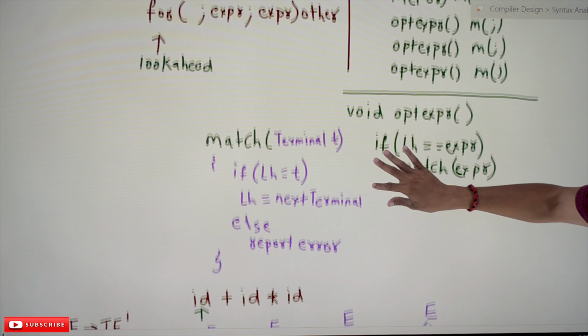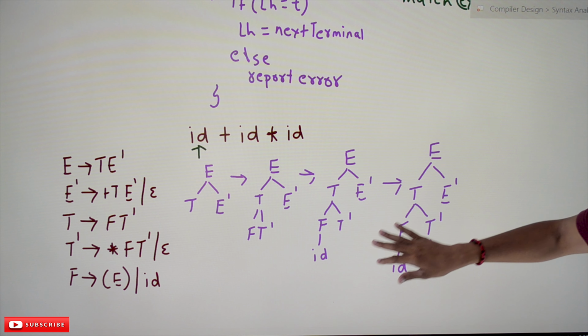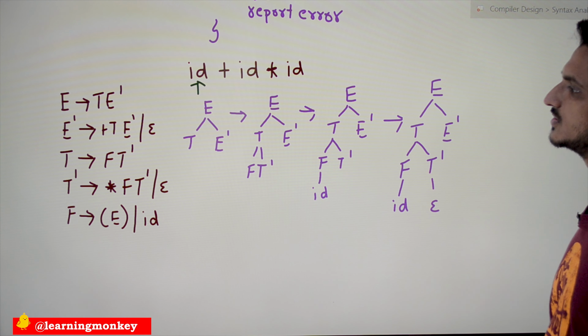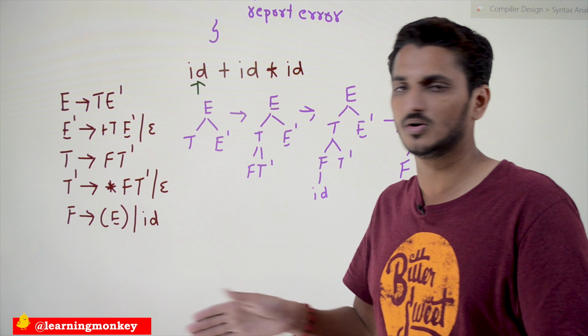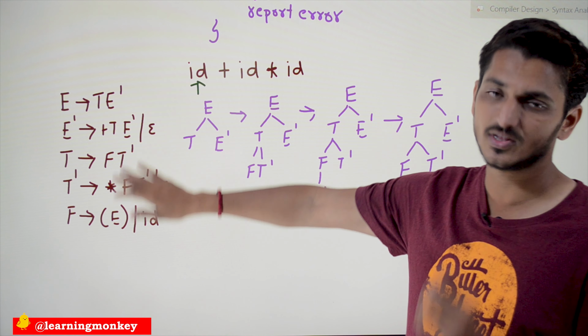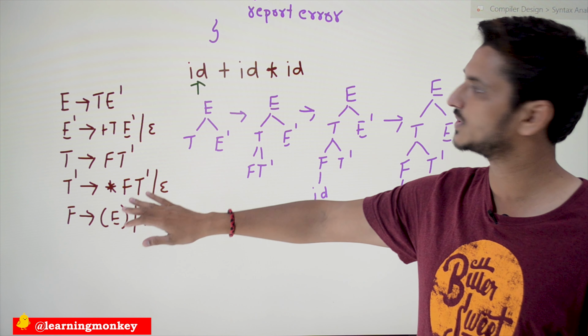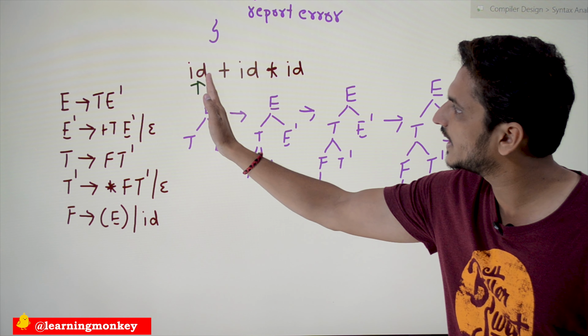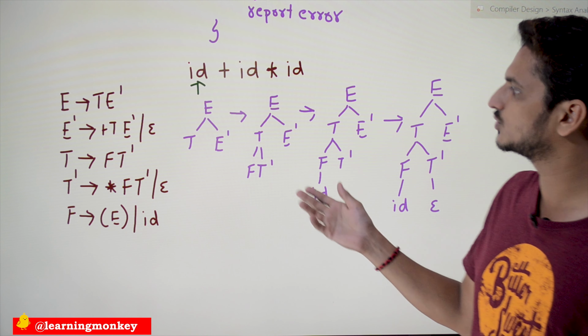expressions. Let's take one more example from our real-time expression evaluation and see how predictive parsing is choosing the productions. E tends to T E dash. These are the productions, the context-free grammar which we are using for identifying the expressions. ID plus ID star ID. So the first look-ahead symbol is ID. How is this going to elaborate?